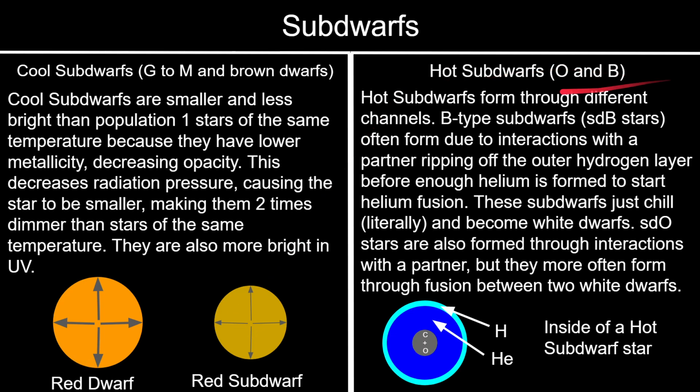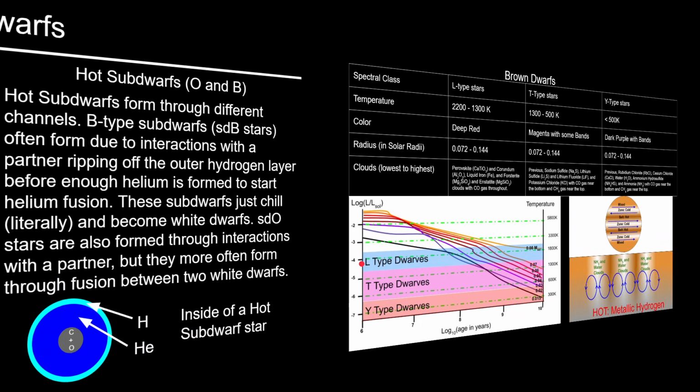Hot subdwarfs, however, form through different channels. B-type subdwarfs often form due to interactions with the binary partner, ripping off the outer hydrogen layer before helium starts to fuse. So the subdwarfs just chill and then become white dwarfs. SDO stars can also be formed through interactions with the partner, but they more often form due to fusion between 2 white dwarfs. In the inside of a hot subdwarf star, there's a thin layer of hydrogen, a thick layer of helium, and a carbon and oxygen core.